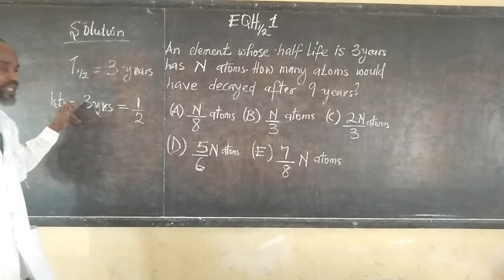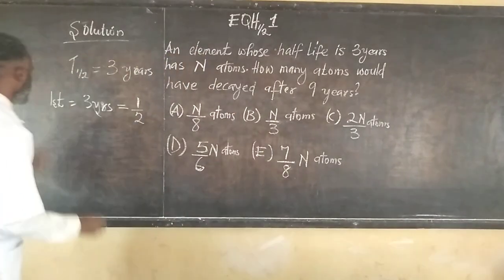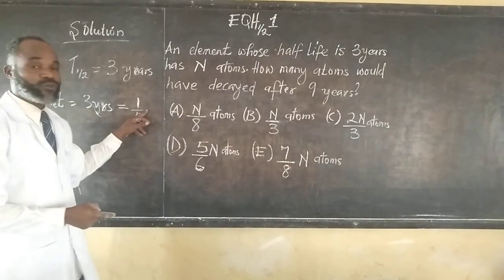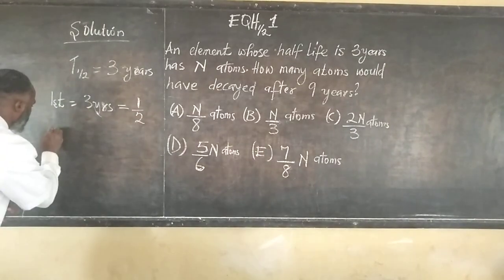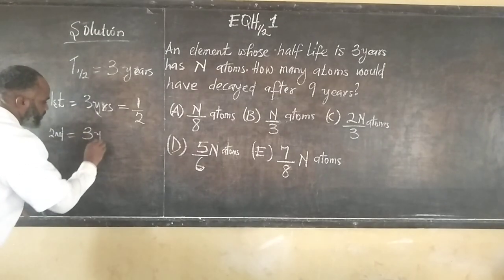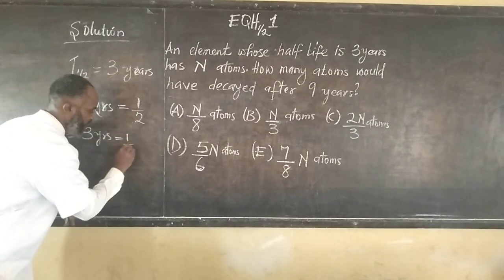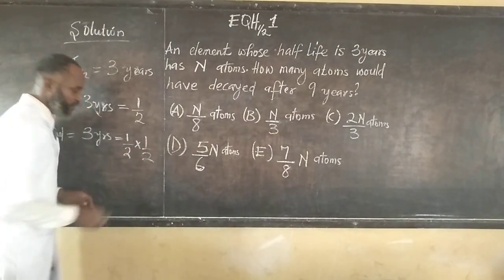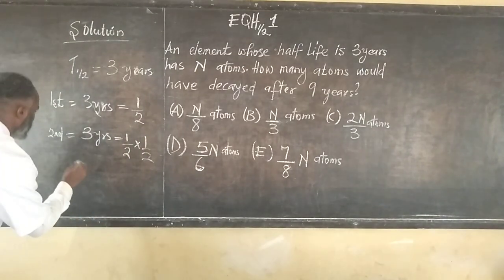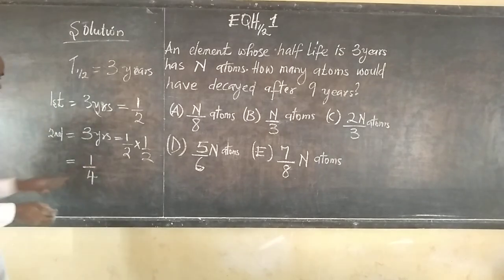We will iterate this until we arrive at 9 years. So let's take it again. The first cycle, 3 years, half of it will decay. Second cycle of that radioactive material, another 3 years, another half will decay. So half the first one times the second half gives us 1/4. Good, we keep it.